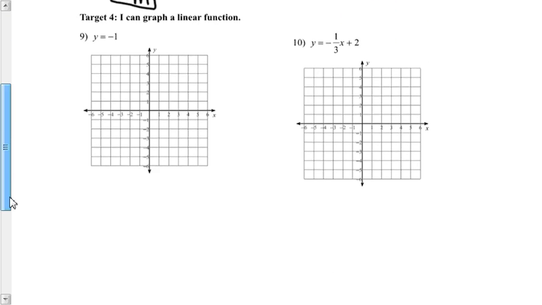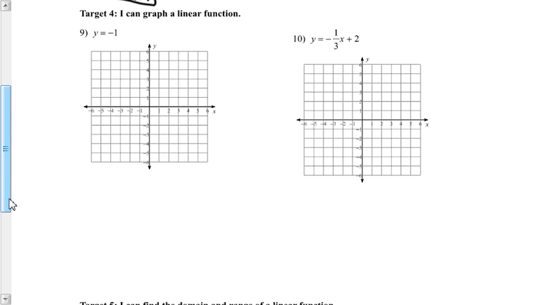On target 4, we're going to graph these two linear functions. This first one, number 9, should actually be the easiest type of problem I could give you if it says y equals negative 1. Y equals is a horizontal line at negative 1. If it was x equals, that would be a vertical line.